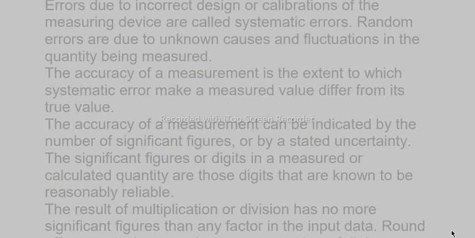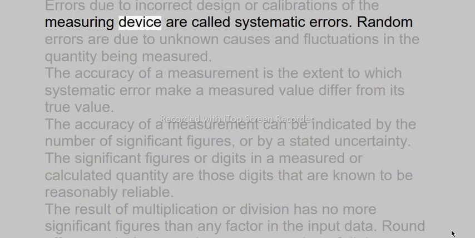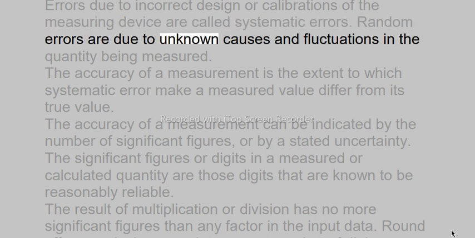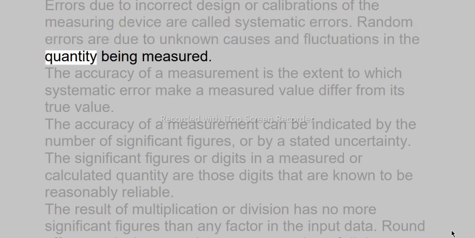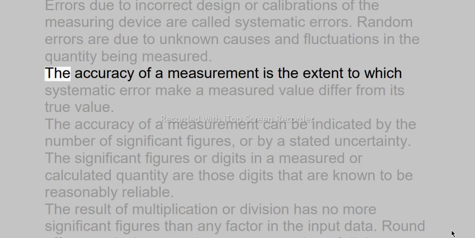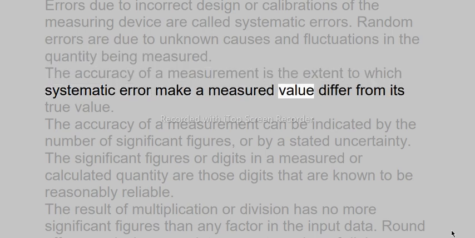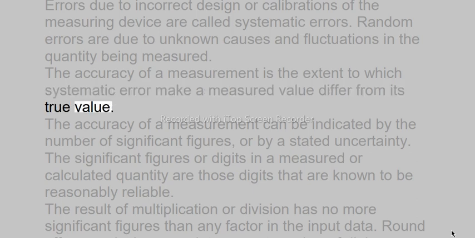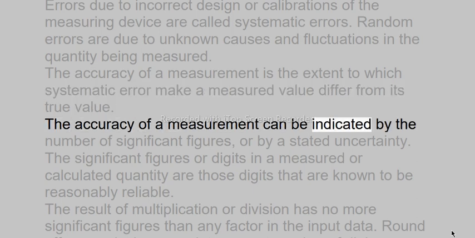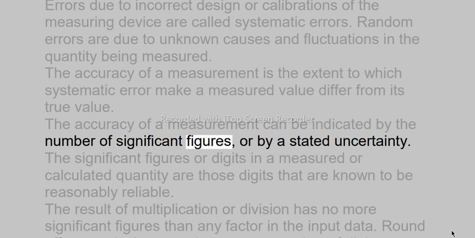Errors due to incorrect design or calibrations of the measuring device are called systematic errors. Random errors are due to unknown causes and fluctuations in the quantity being measured. The accuracy of a measurement is the extent to which systematic error makes a measured value differ from its true value. The accuracy of a measurement can be indicated by the number of significant figures, or by a stated uncertainty.